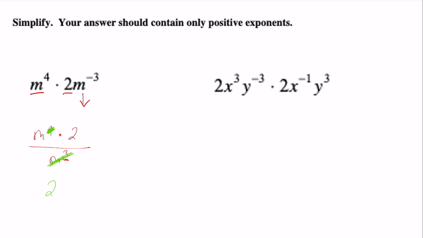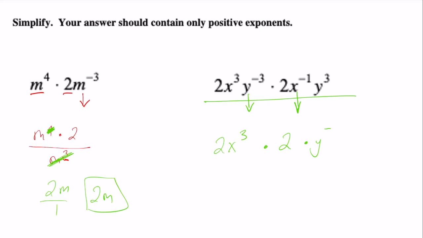And so you're going to have 2 times m on the top, nothing, or just 1 in the denominator, which is just 2m. Over here, what's getting moved? Well, the y to the negative 3, that comes down. The x, remember, it's not the 2, it's just the x here that's being raised to negative 1. That's coming down, right? So I can think about it like this. I'd have 2x to the 3rd times 2 times y to the 3rd over y to the positive 3. And then I have that x that's coming down too.